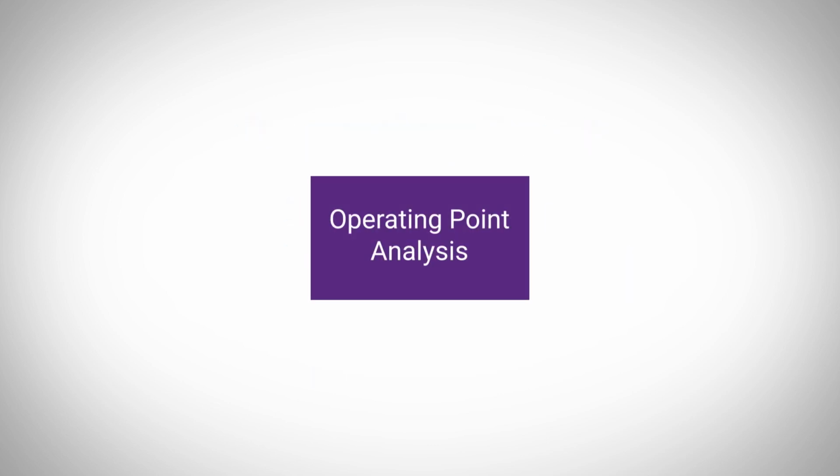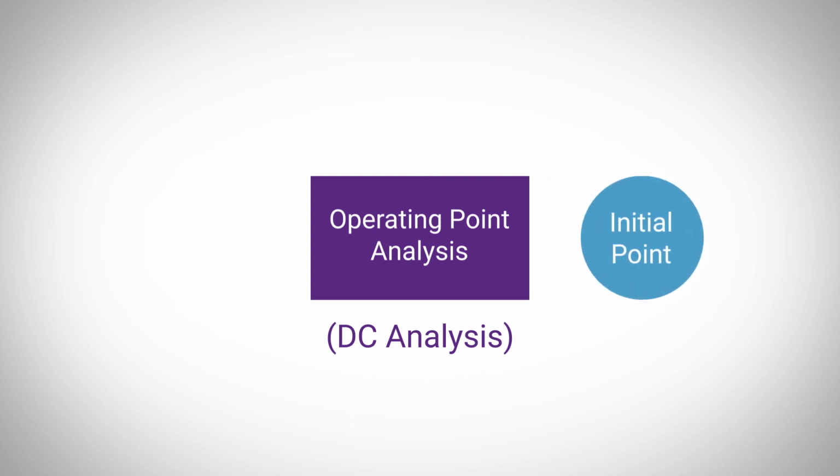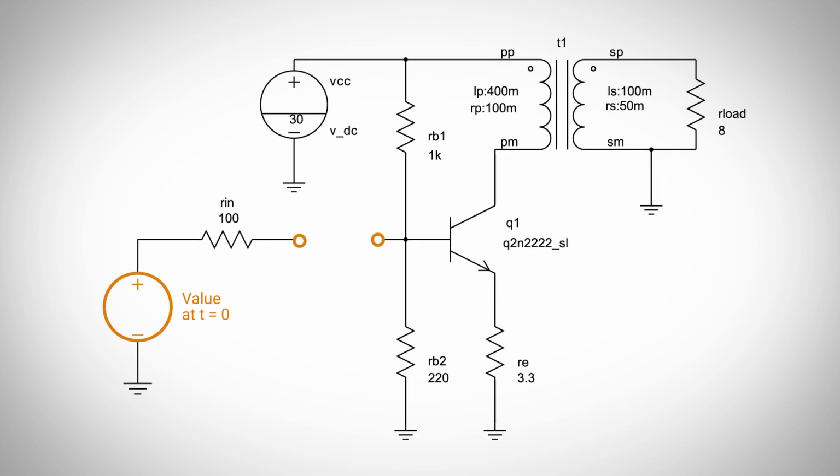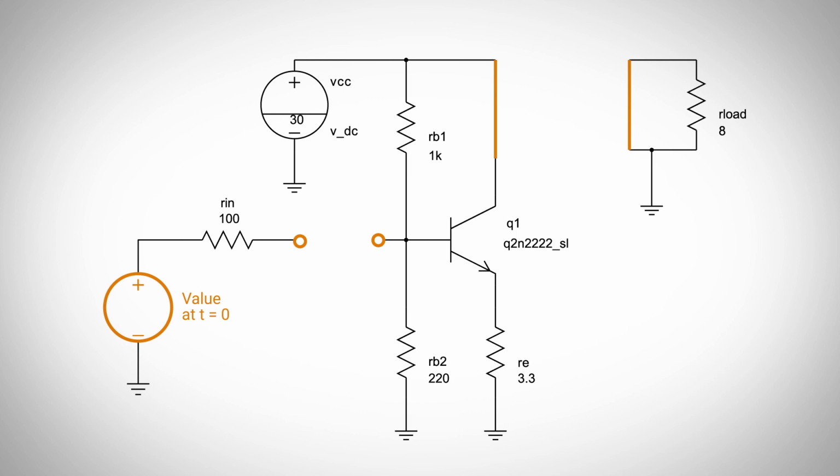The operating point analysis, also known as DC analysis, creates the initial point file for the operating point. The analysis essentially removes all the dynamic elements from the circuit and solves the circuit. DC sources are applied, AC and transient sources are set to zero, capacitors become opens, inductors become shorts.